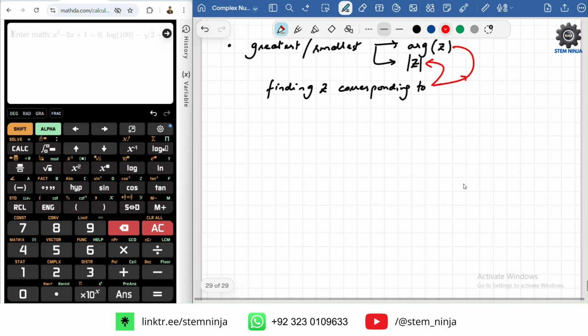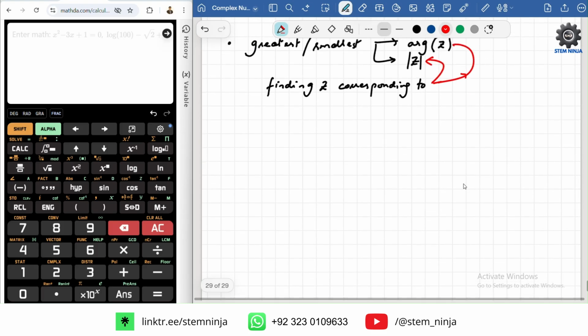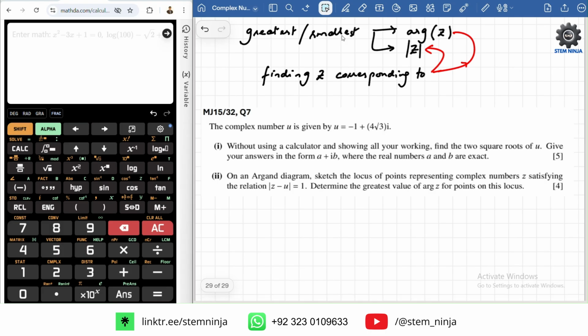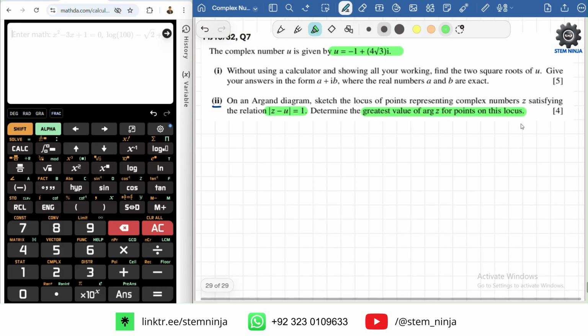Alright. So let's look at a few examples for circles with simple conditions, and we'll see how to deal with these types of questions. Okay, so let's see this. The complex number u is given by this, right? Without using a calculator, find the two square roots. Square roots we have already done in the previous video. We'll see this one. On an Argand diagram, sketch the locus of the points representing complex number z satisfying the relationship modulus of z minus u is equal to 1. Determine the greatest value of argument z for points on this locus. Alright, so that's what we need.